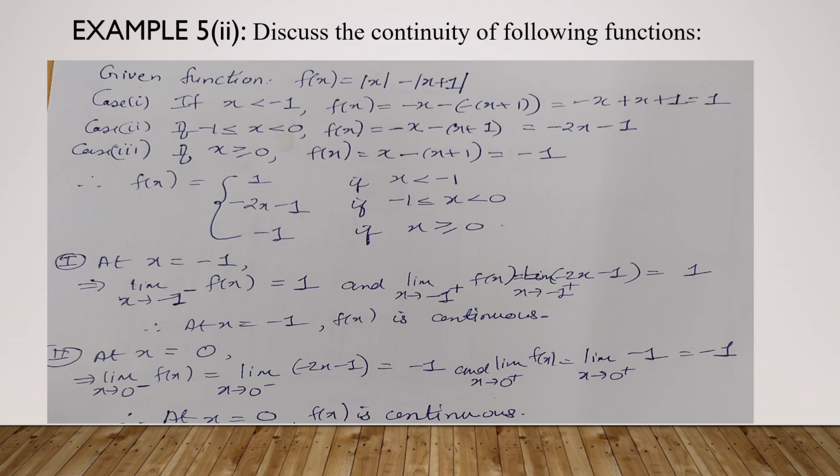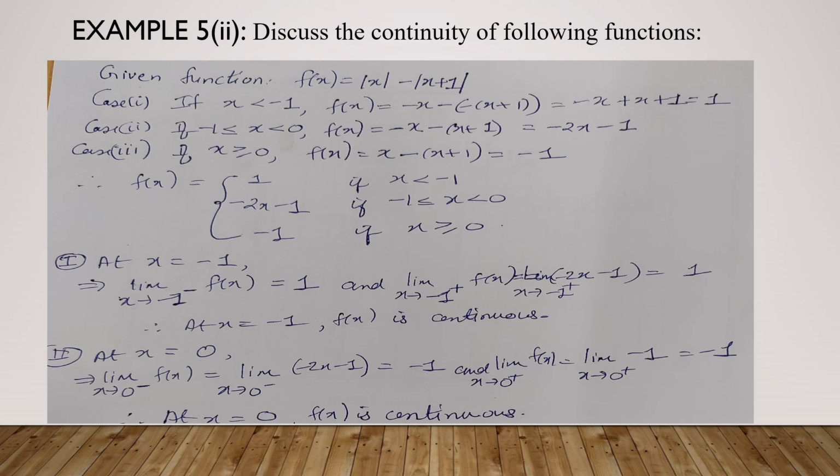At x equal to minus 1, the left hand limit, x tends to minus 1 minus, means from the left hand side, by the definition of f(x) which we have just given, will be equal to 1. And limit x tends to minus 1 from the positive side is defined as minus 2x minus 1. In that, when you put x as minus 1, you will get minus 2 into minus 1, which is 2, minus 1 is equal to 1. Both are equal. So at x equal to minus 1, the function is continuous.